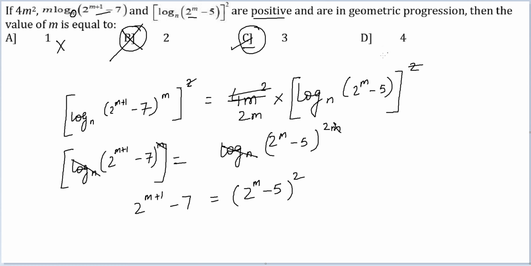I will also check the last one. 2 raised to the power 5 minus 7 gives me 25. Great. And here I have 2 raised to the power 4, 16 minus 5 is 11 square. No, this is not even matching. So this is not the answer. So the only one left among the options is option C. That will be your final answer.